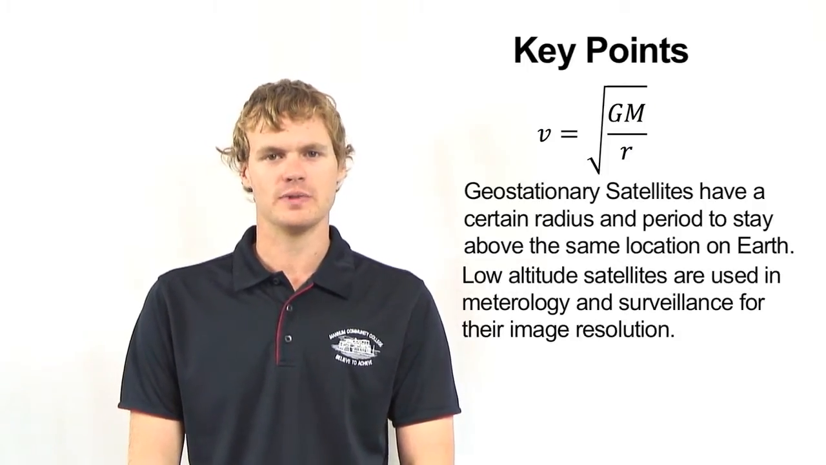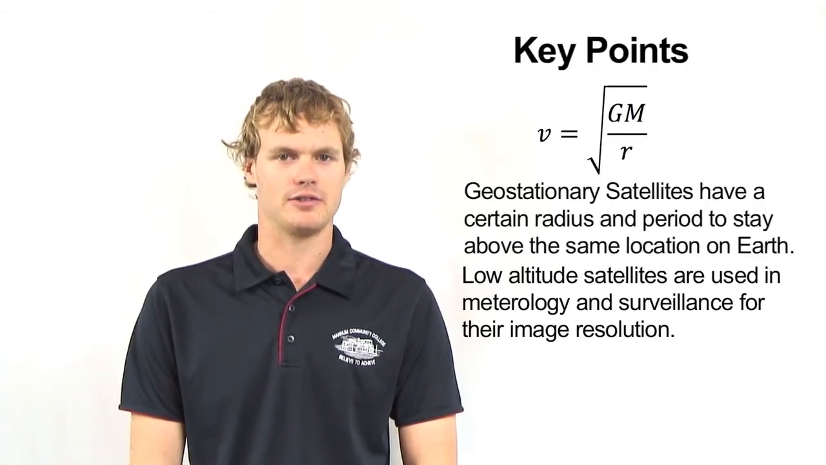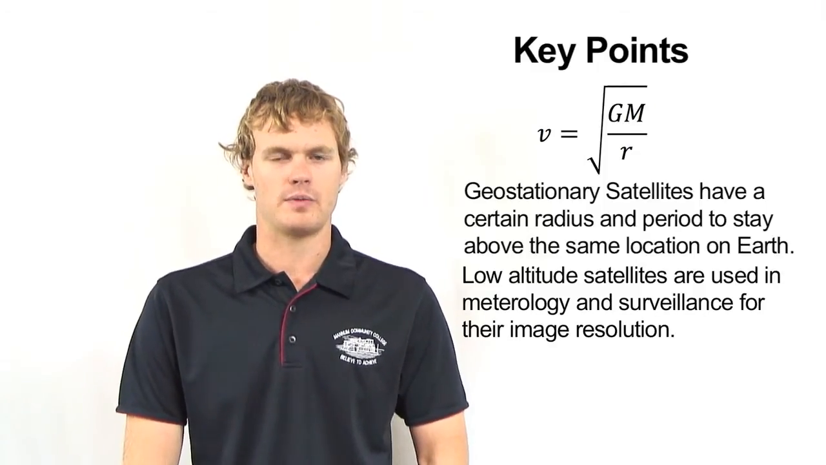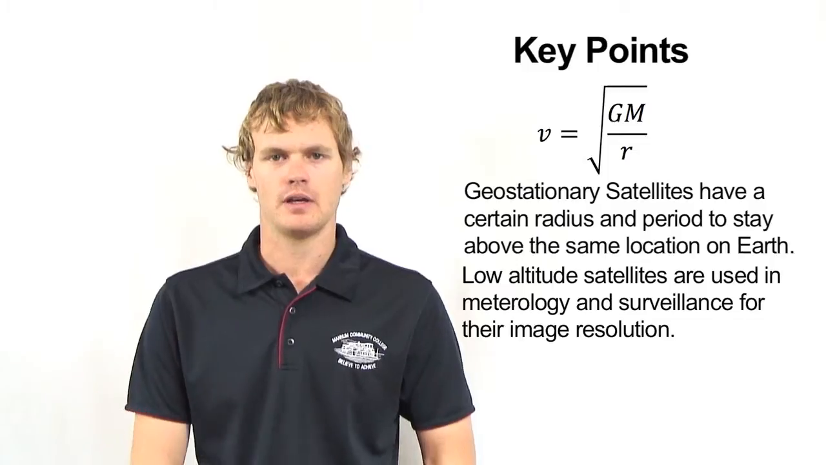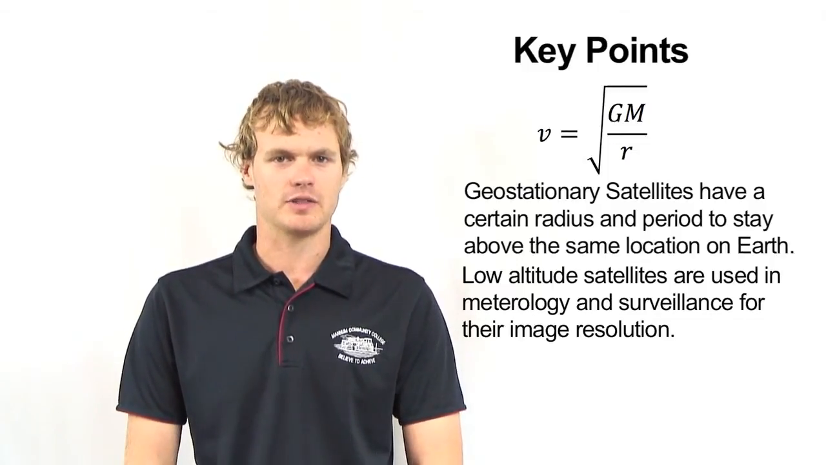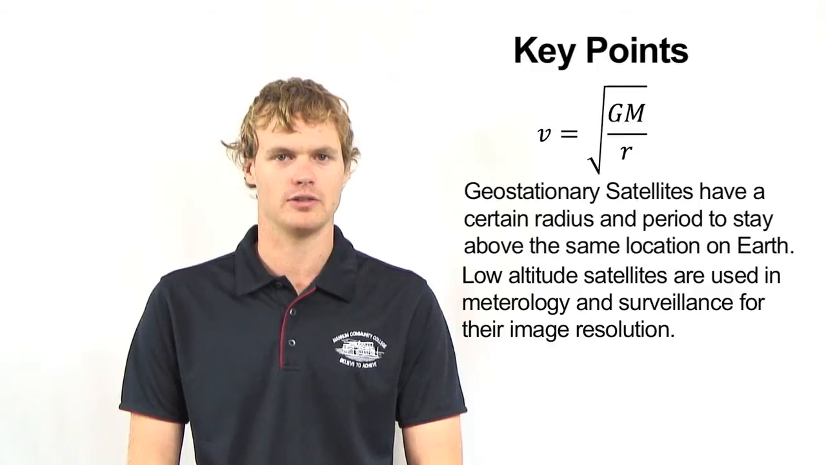Low altitude orbits are used where we need to have a high resolution image produced. So this is for satellites that are for weather prediction, so meteorology, and also surveillance. So these don't need to be on the equatorial plane, unlike a geostationary satellite that needs to be on the equatorial plane of the Earth, so always above the equator.